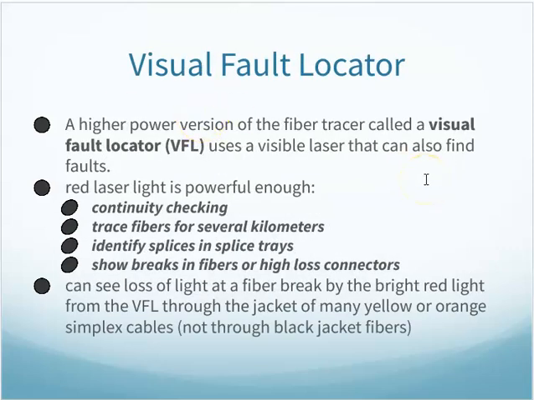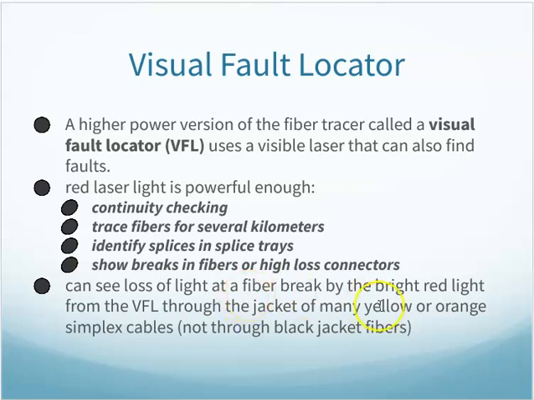The next type of tester, visual fault locator, we do have one of these in the lab room, and we will use this. The visual fault locator usually uses a red laser light source that is powerful enough to allow you to check continuity. So again, do I have the right fiber on the other end, or is it labeled incorrectly on the patch panel or something like that? This can trace fibers for a number of kilometers. This can help identify splices in a splice tray. This can even show breaks in the fiber or high loss connections or splices. As it shines through the fiber, it can literally just light up the fiber.